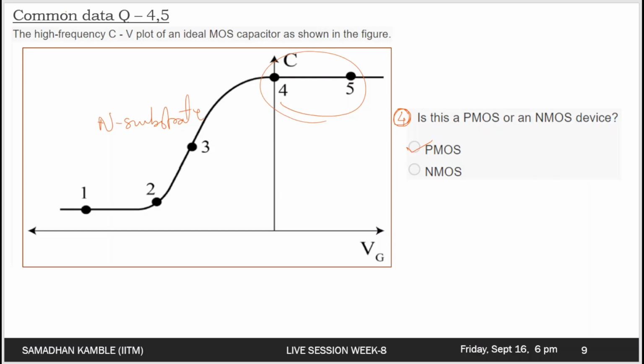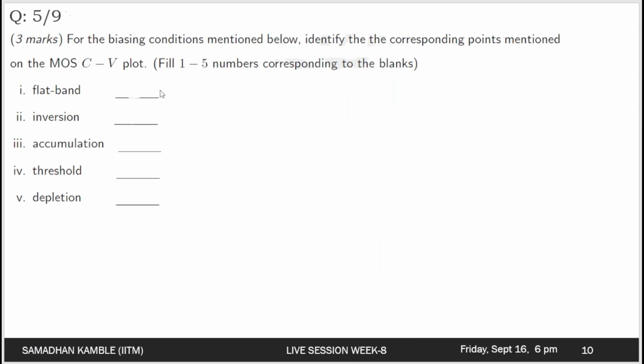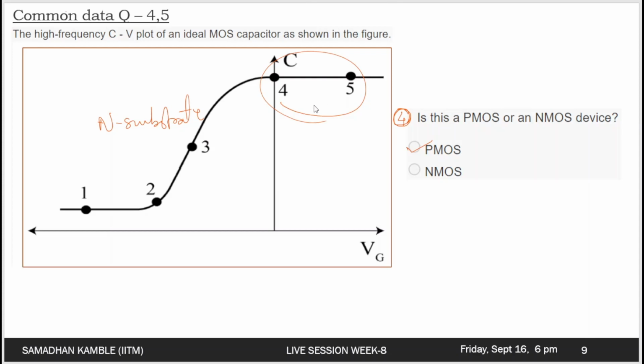Okay, so the fifth question, which is also based on this particular figure, is as follows. The question is, different biasing conditions are mentioned here. Identify the corresponding points mentioned on the MOS CV plot. So we just need to write down different numbers based on different regions. Okay, I think I'll just explain it again here. As I have told just a minute ago, this is the accumulation region. When we apply the positive potential, the majority carriers get accumulated. So the fifth point is indeed the accumulation point.